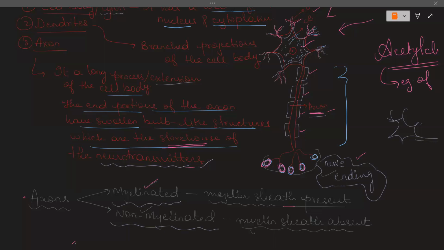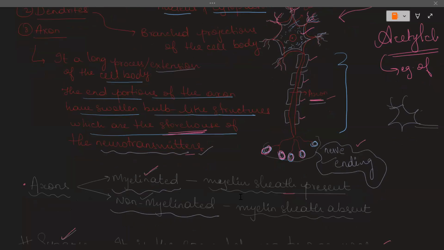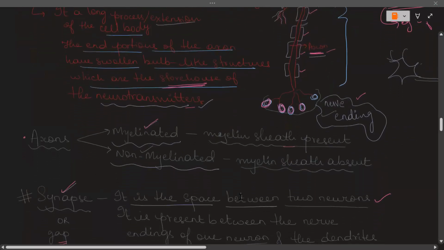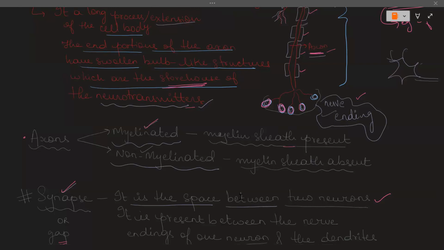For myelinated and non-myelinated, is it half of the neuron or the full neuron? See, if the neuron has the sheath present on the entire surface of the axon, then that is myelinated. And if it is not present at all, then that is not myelinated. So in the diagram, the white ones are the only parts myelinated.